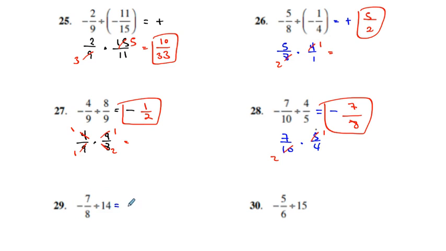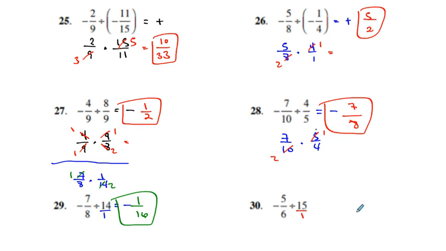Again, negative divided by positive is a negative. I would make this 14/1 just for visuals. And that will give you 7/8 times 1/14 if you want to look at it that way. All right, and then 1 goes into 7. 7 goes to itself once. Into 14 twice. You're just left with 1 times 1, which is 1, and 8 times 2, which is 16. So negative 1/16 is your answer.